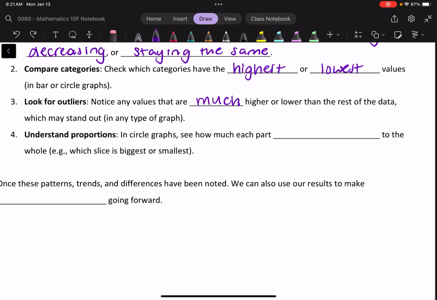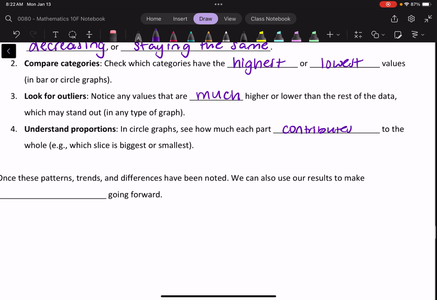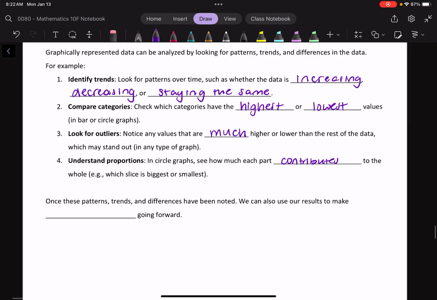And last but not least, I could understand proportions. So specifically in circle graphs, I could see how much each part contributes to the whole. So kind of looking for the highest or lowest, but kind of looking for the biggest or the smallest slice. Just a different way to talk about categories. Okay, so I'm looking for the biggest slice, which contributes the most, or the smallest slice that contributes the least.